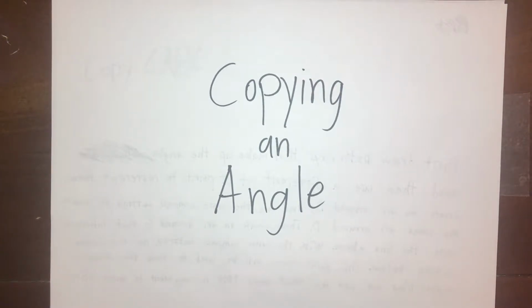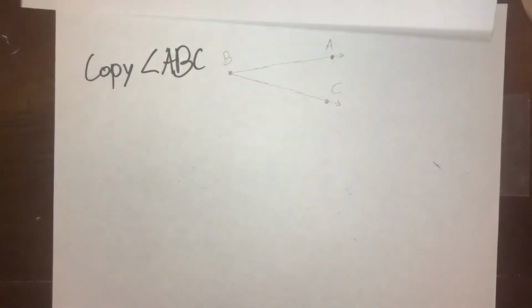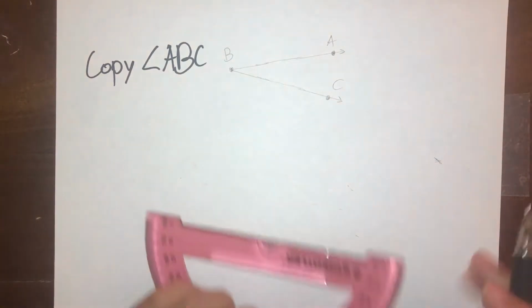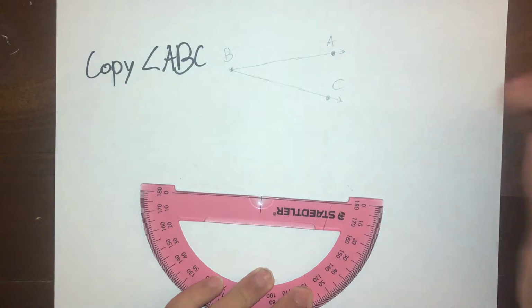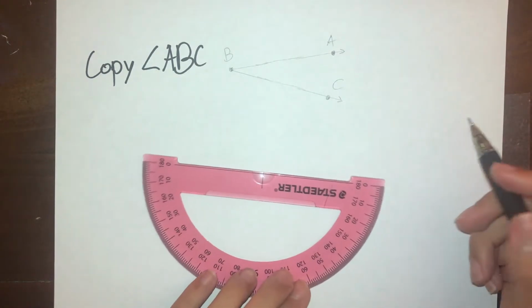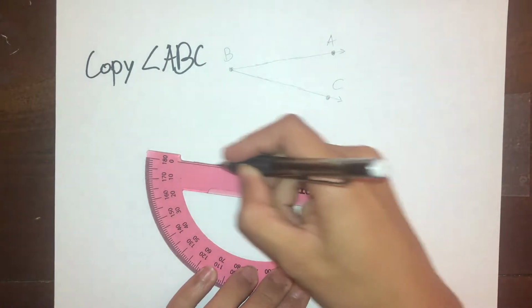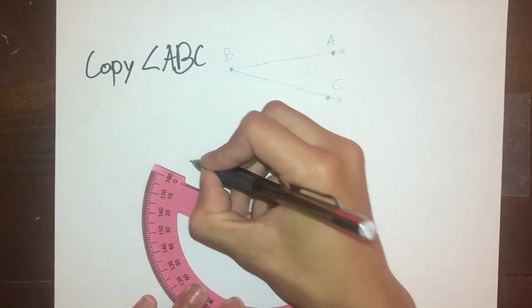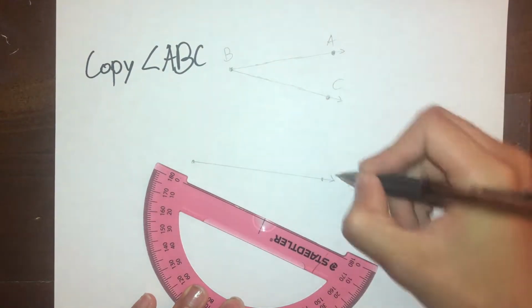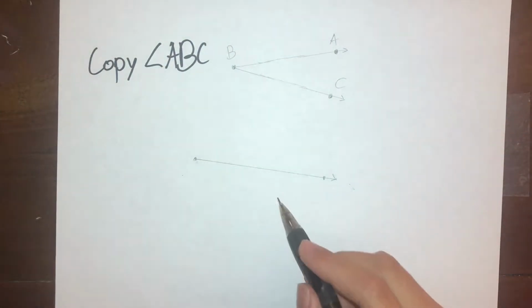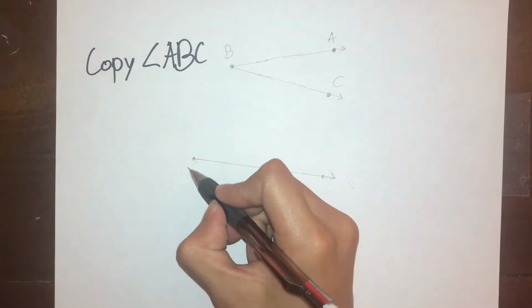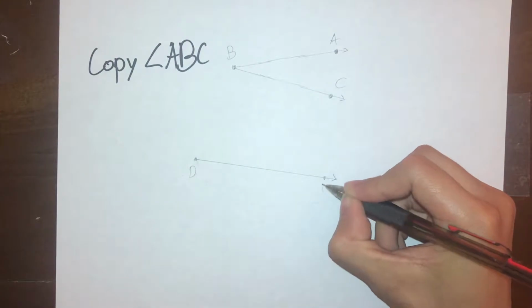Copying an angle. We are given the angle A, B, and C and told to copy it. First, we will need to create a ray that copies B and C, but does not necessarily need to be parallel. To avoid confusion between these 2 angles, these points will be labeled differently than these ones. This point we will label D, and this point we will label E.